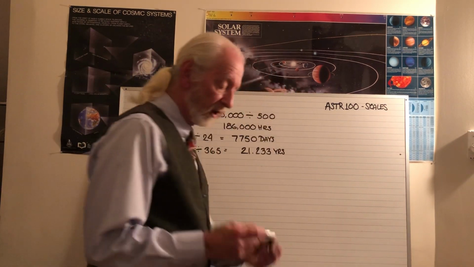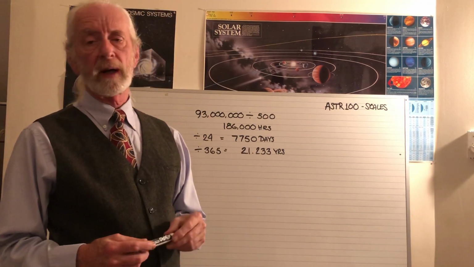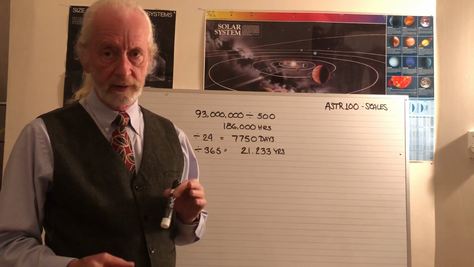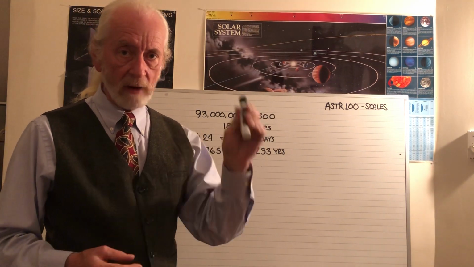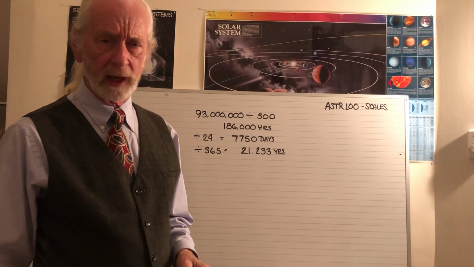Traveling at 500 miles per hour. That's Portland to Miami in 3 hours. That's what 500 miles per hour is. Maine to Florida in 3 hours. And at that rate, it would take us over 21 years to get to the sun. Some of you aren't even that old yet.